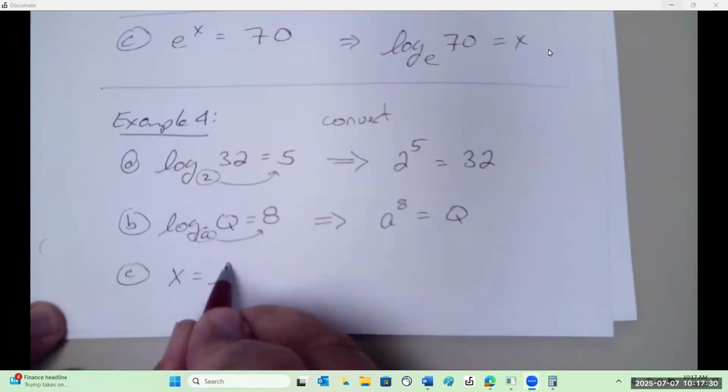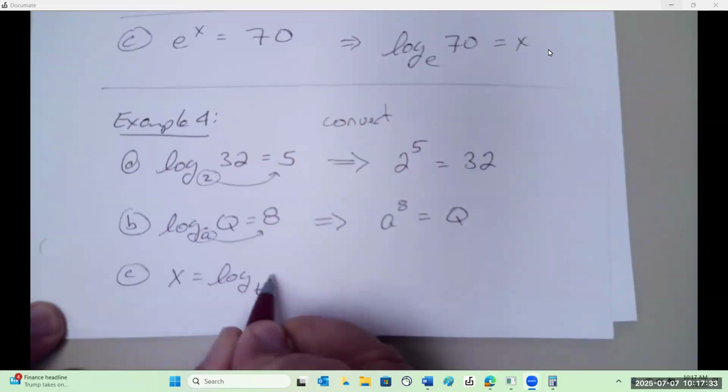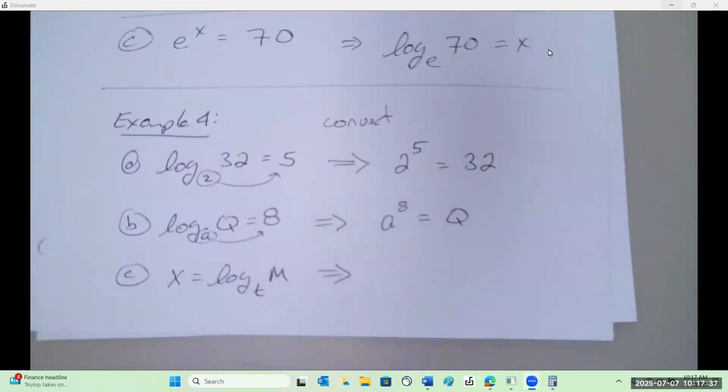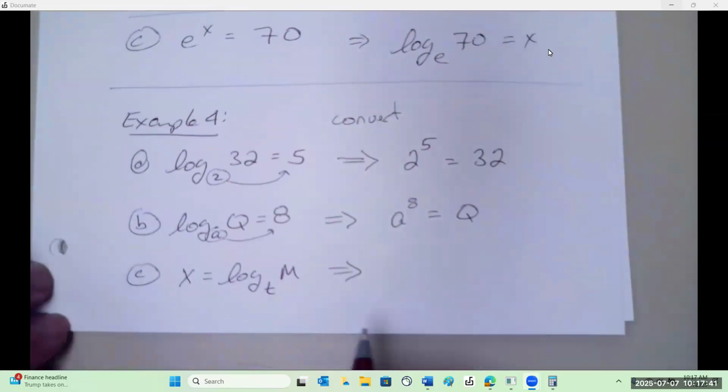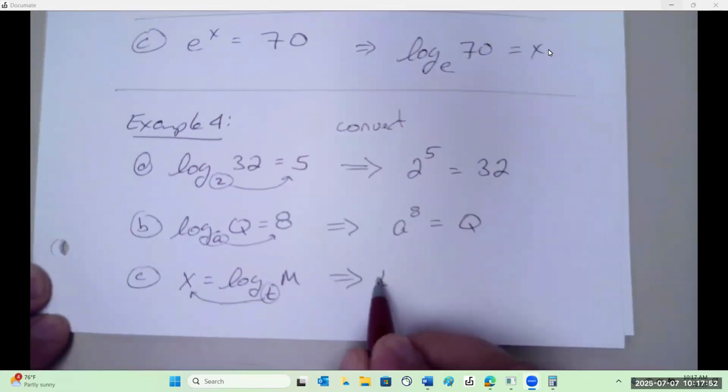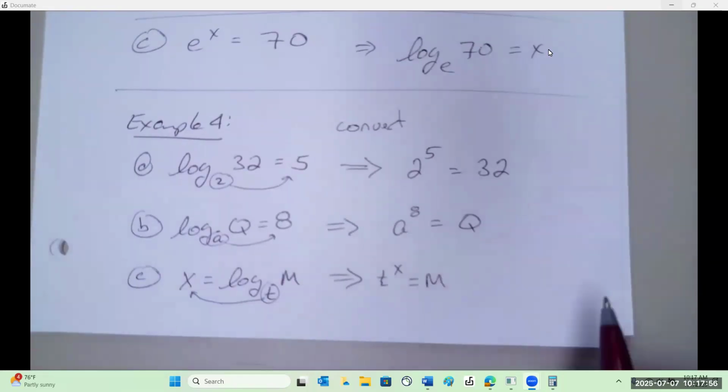X equals log base T of M. What's that one going to be? T over X. This is the base, so it has to be on the bottom. T to the power X is equal to M. T over X is a fraction.